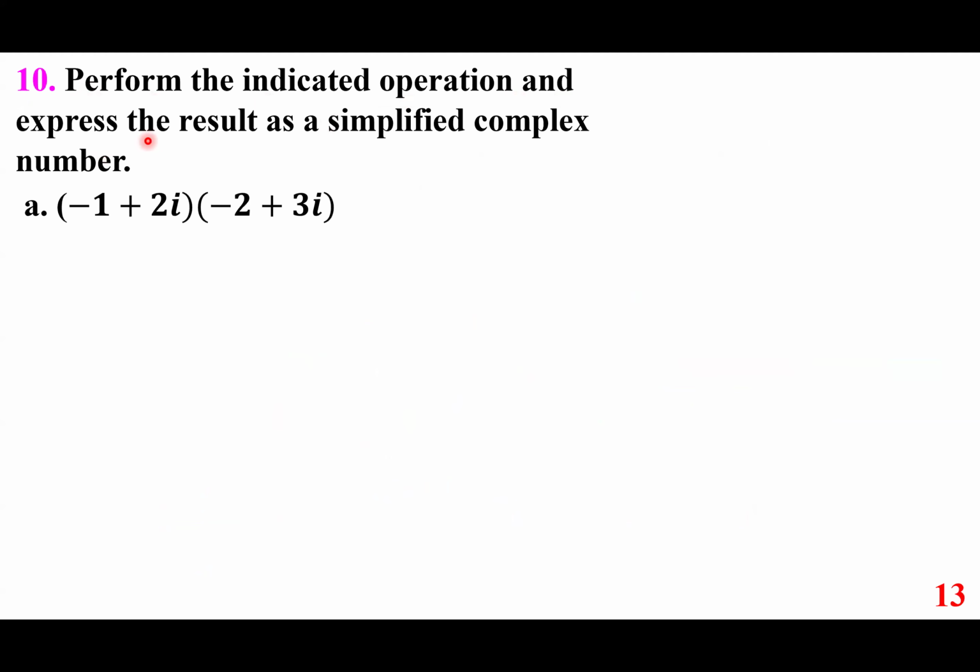Perform the indicated operation and express the result as a simplified complex number. A is negative 1 plus 2i times negative 2 plus 3i. So what is a complex number? A complex number is in the form of a plus bi. I by definition is square root of negative 1. Therefore, square root of negative n is i square root of n. Please understand, when we want to do operations on complex numbers, if you have a radical with a negative inside, you have to get rid of it, and the negative changes to i outside.